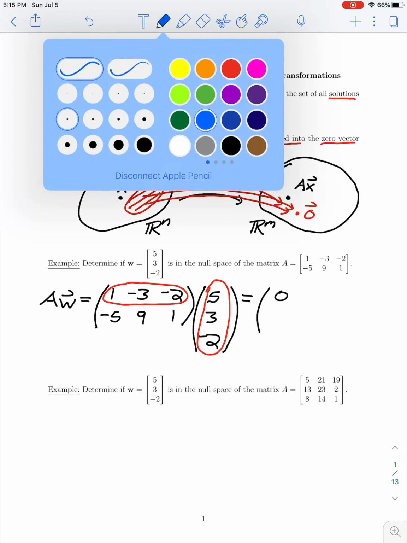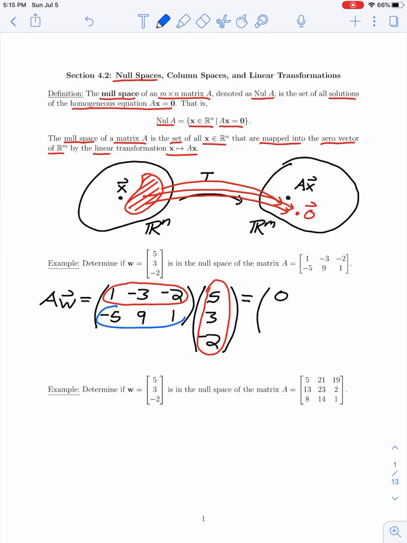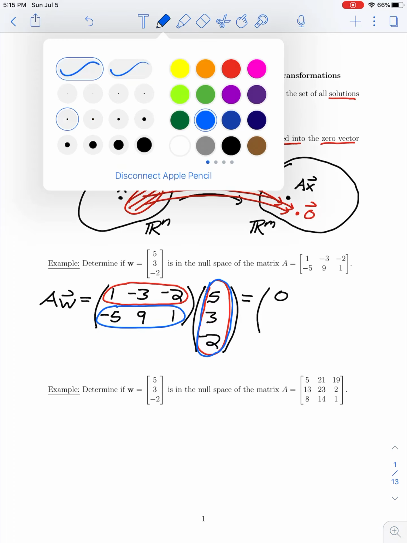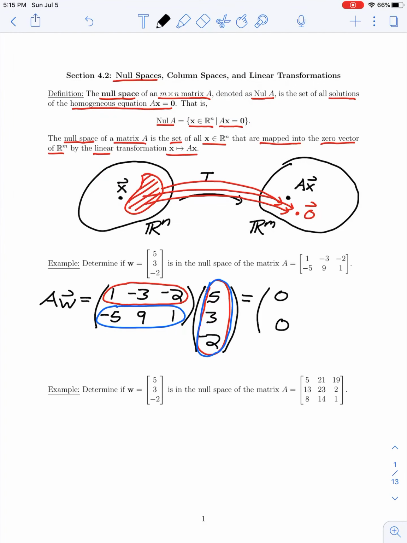And for our second row, we would take the second row of A and the column vector w and take their dot product. So the product of the first terms is negative 5, plus 9 times 3 is 27, which would give us 22, and then the product of the last two terms is negative 2. So we have 0. So this is the zero vector in R2. Since the vector w was mapped into the zero vector, we know that w is in the null space of the matrix A.